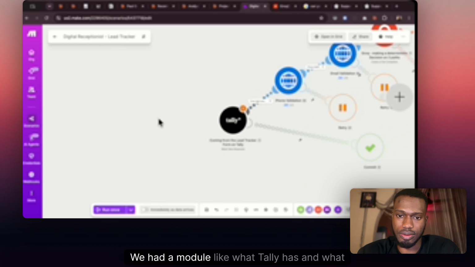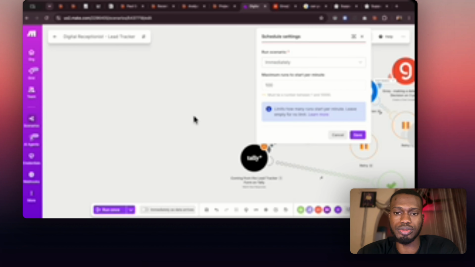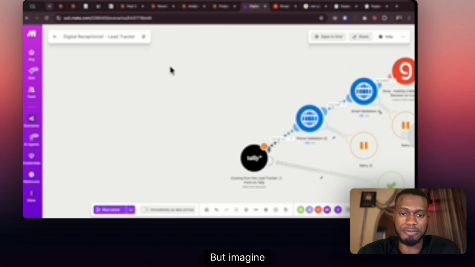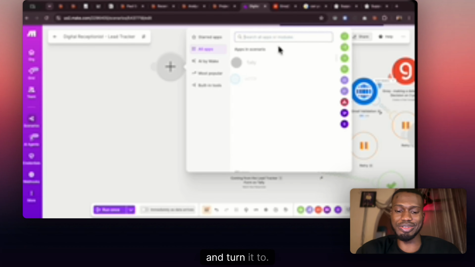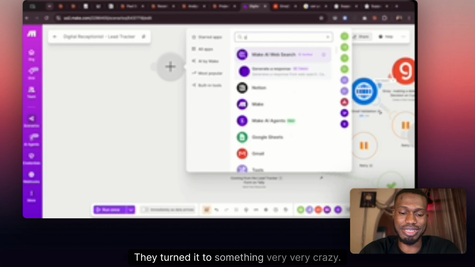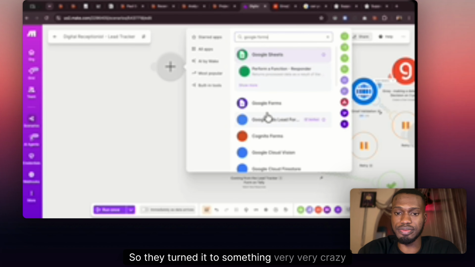We had a module like what Tally has and what Notion has, where you can just get a webhook, you can get the data immediately. But imagine, Google actually removed that module and they turned it into something very, very crazy. That's Google Forms, right?